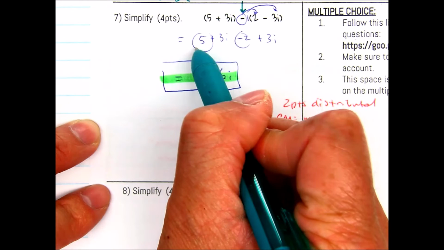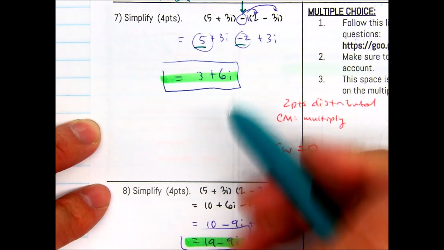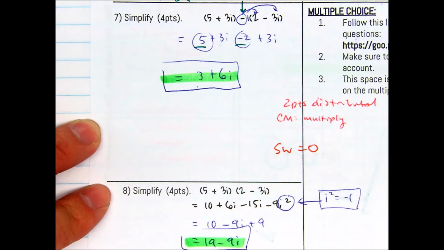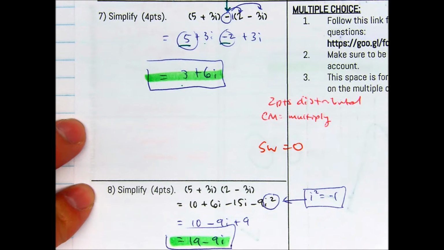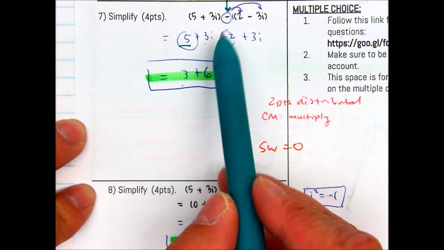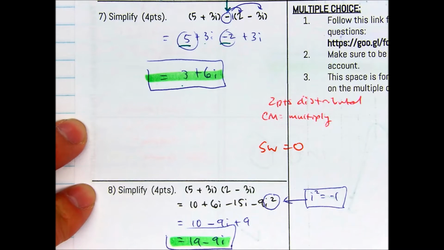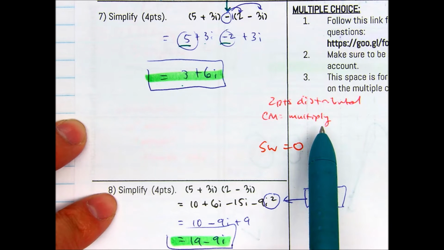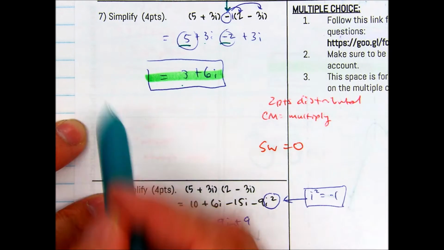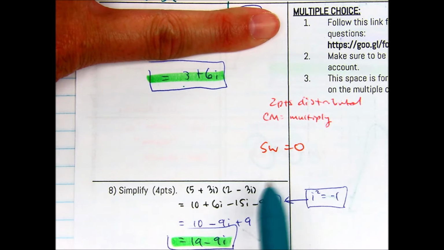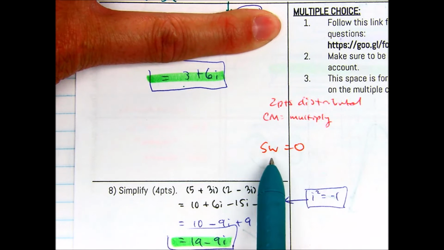You combine like terms. These are constants. 5 minus 2 is a 3, and 3i plus 3i is 6i. You got 2 points if you distributed. If you wrote a 3 in there, that I knew you combine like terms, I give you a 3. Common mistake is to multiply. That's what CM stands for here. I saw some students just write this, 3 plus 6i, and I gave you a 0 because you need to show your work.